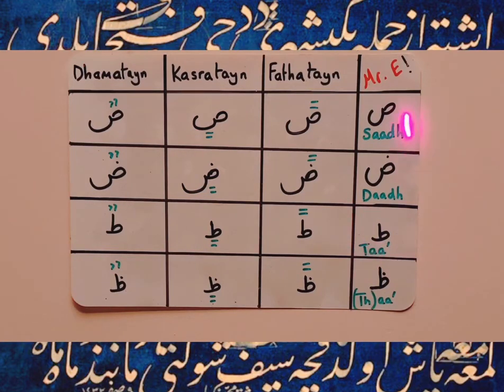So just a quick reminder, we looked at 4 letters today. We've looked at sad, dad, ta, and dha. And now we're going to look at the dammatain, kasratain, and fathatain, which are the double intonations, as many of you might already know from watching the other episodes in the series. Okay, so we'll start off with sad and then work our way down, and we'll end the lesson on this note. So for sad, we've got sun, sin, sun, dun, din, dun, tan, tin, ton, and dhan, dhin, dhun.